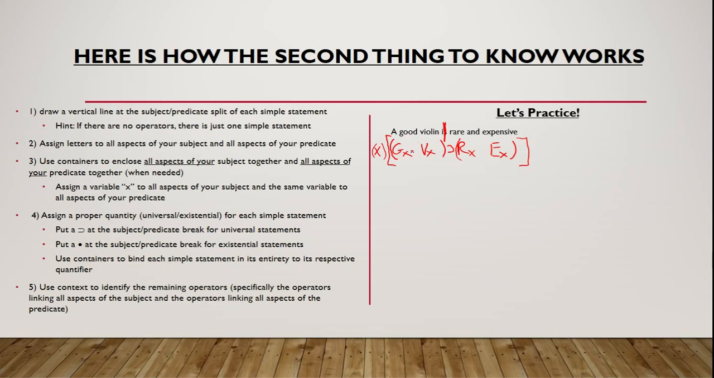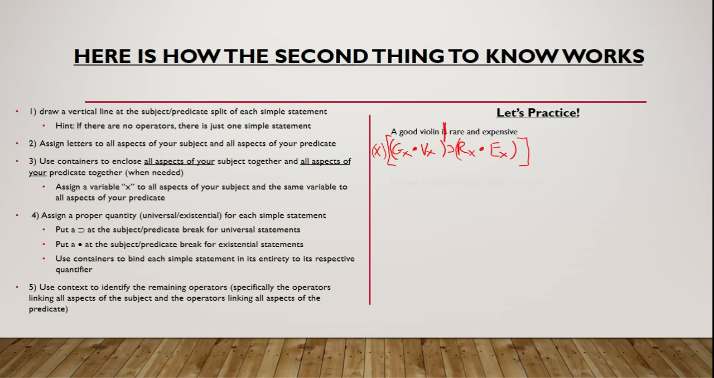So a good violin, I think that's a dot there. You have something that's good and it's a violin. And what are we saying about it? It's rare and expensive. We're saying that, yeah, that thing is rare and expensive. So here's the whole thing read now. For every X, if X is good and X is a violin, then X is rare and X is expensive.